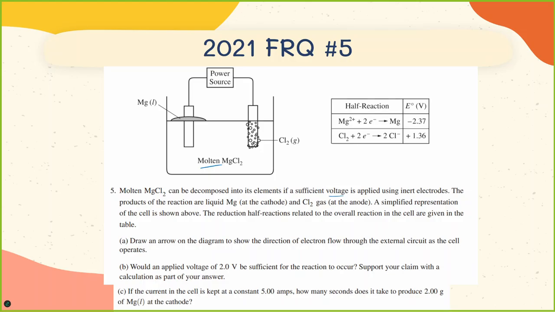So this is telling me voltage is being applied. That means this one has to flip to 2 Cl minus going to 2 electrons plus Cl2. This has to be negative because this E cell needs to be negative. So then it must be going this direction. So this is the anode where oxidation occurs. And this is the cathode.